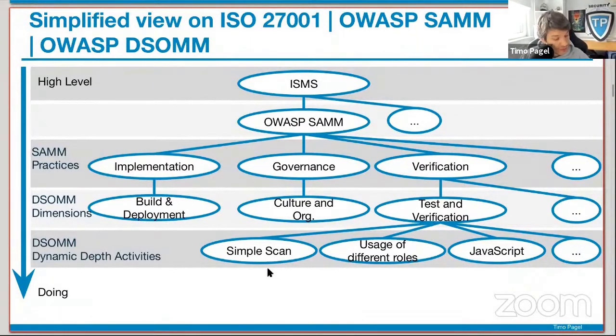So you start with a simple scan, then you might need to use different rules in your application, which you need to spider or at least configure. Then you might want to make use of JavaScript, because modern applications are always written with some dynamic parts like JavaScript, which needs to be executed. And obviously there are more practices, dimensions, and activities in both SAMM and DSOMM.